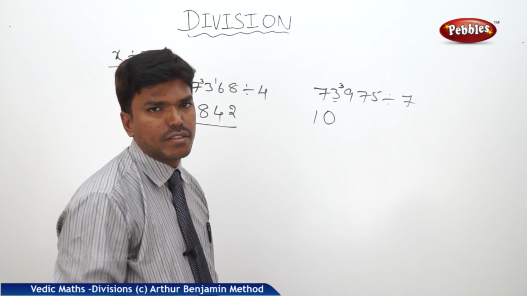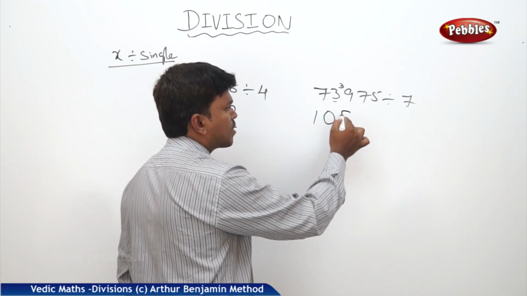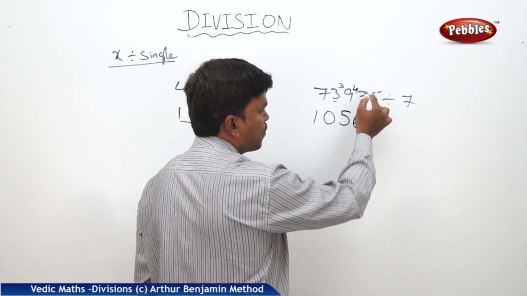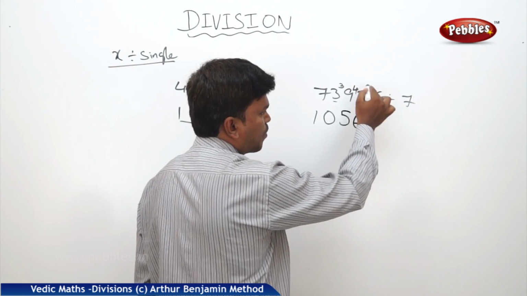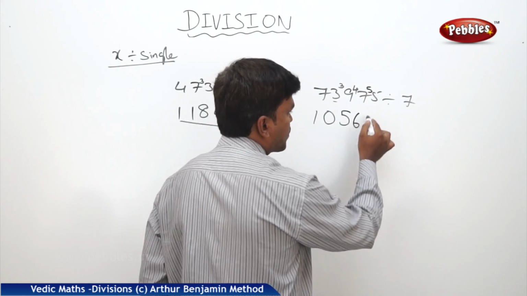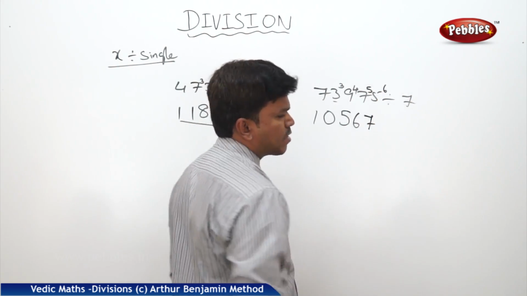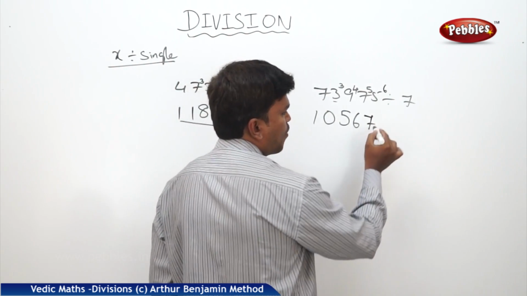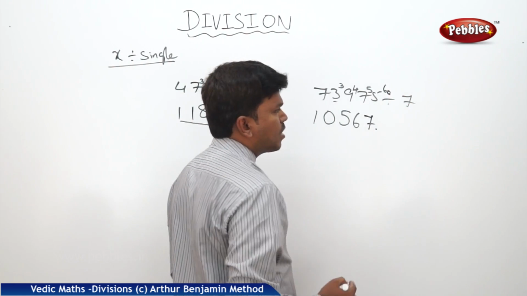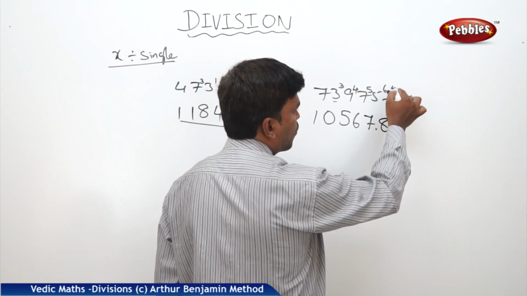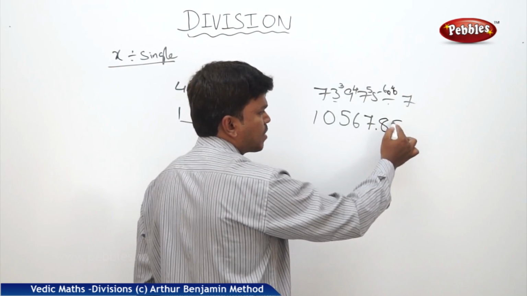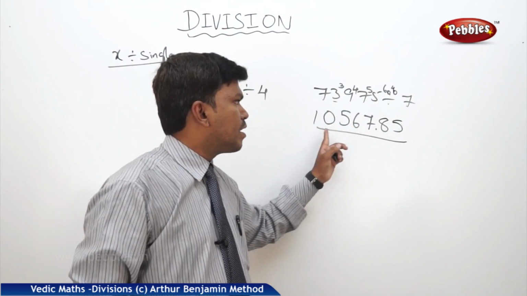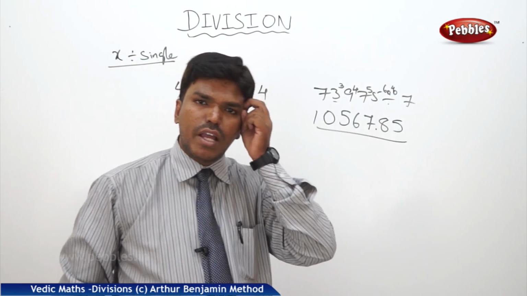Now it became 39. How many times does it go? 7 5s are 35, remainder 4. 47 it becomes. 7 6s are 42, 47 minus 42, 5. So remainder 5, 55. 7 7s are 49, remainder finally 6. Now if you want the answer in decimal points, let us take 2 digits. Put a point, you can add a 0 here. So 7 8s are 56, again 4, again you can add a 0, 40, 7 5s are 35. So if I divide 7397 by 7, my answer is 10567.85.